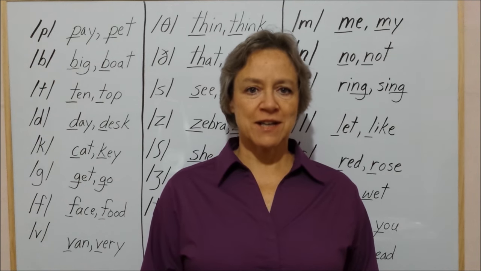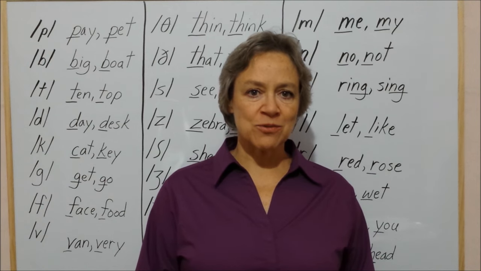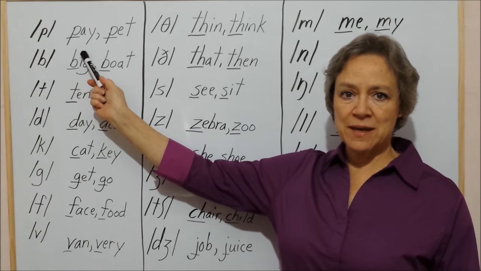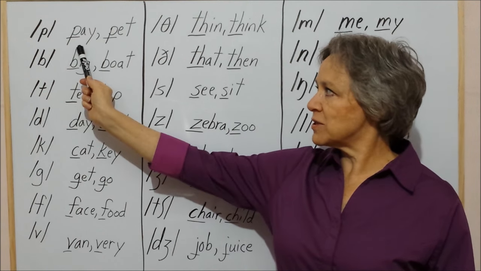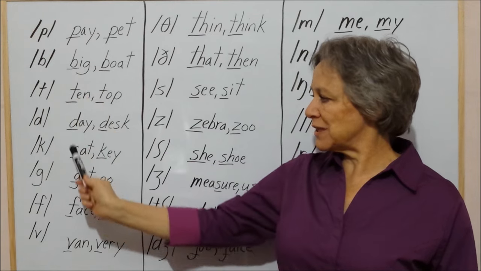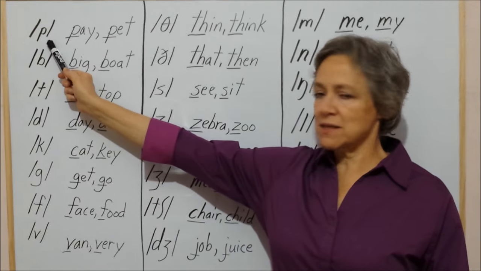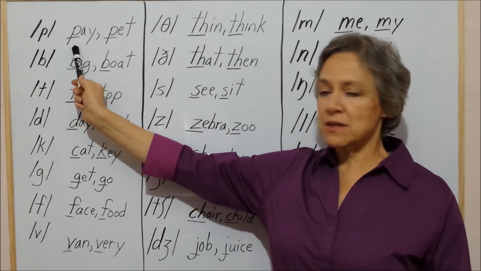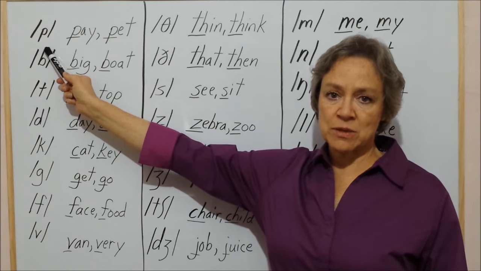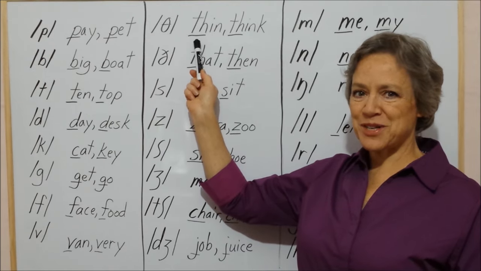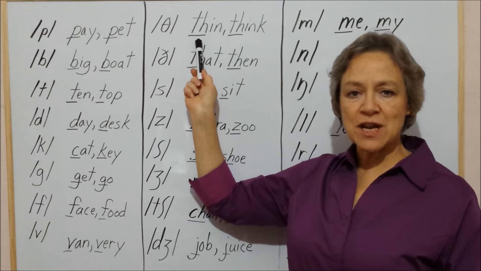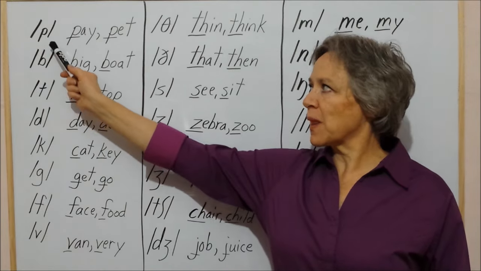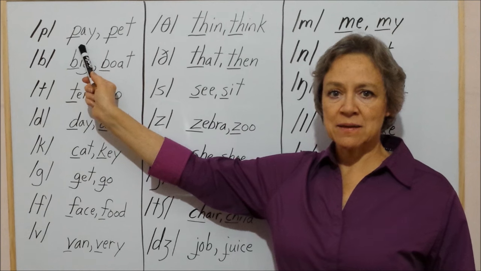There are 24 consonant sounds in English, and those sounds are /p/ as in pay and pet. Notice that I have underlined the letter or letters that make a particular sound. So in this case, the sound /p/ is made in these two words with the letter p. Sometimes the letters are the same as the sound, or they look similar. Sometimes they are different, as in this one. Okay, but I'll get to this. But I have underlined the letters that make each of the 24 sounds. Okay? Again, the sounds are /p/ as in pay and pet.